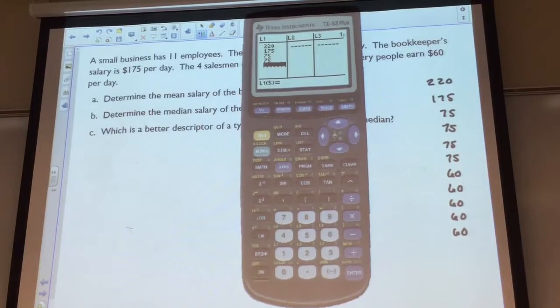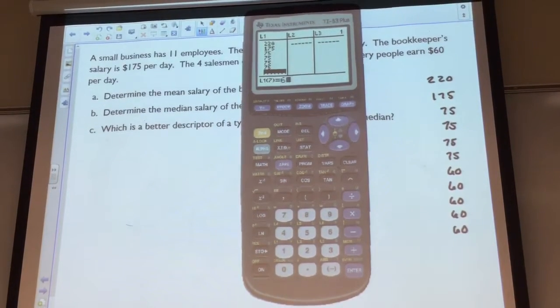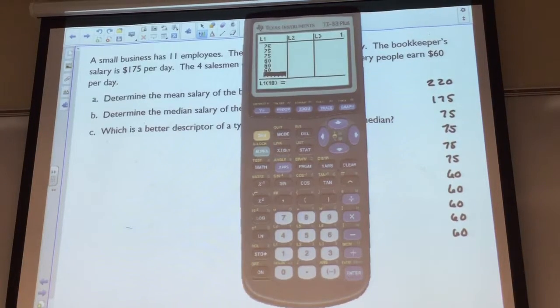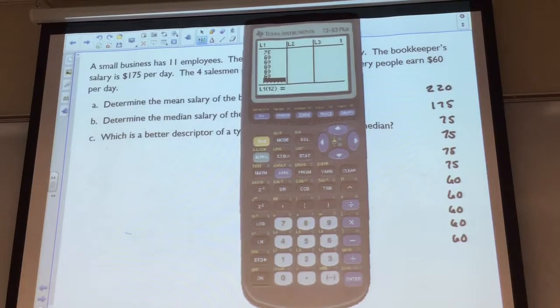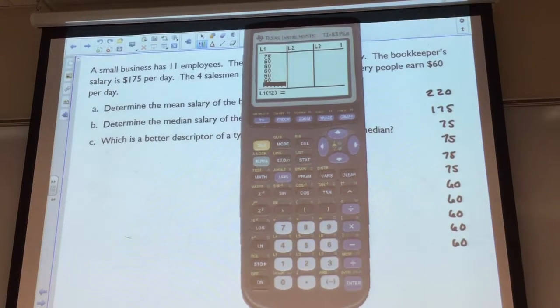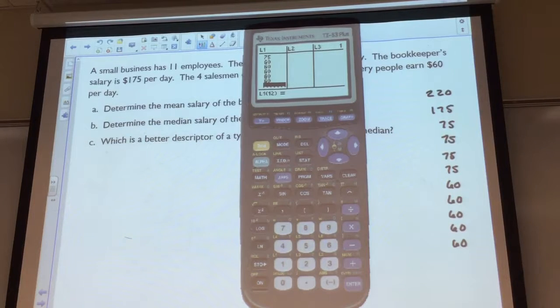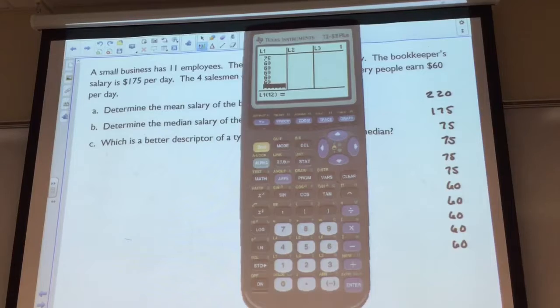So we should have had that 75 that was entered 4 times. And we should have had that 60 that was entered 5 times. So you better have all 11 people putting in there. Once you have that, in this problem, they just happen to be arranged sequentially. That's not a necessity for the calculator.